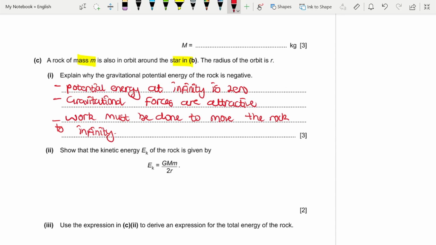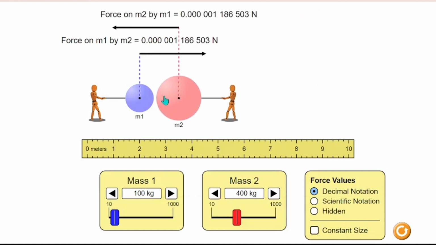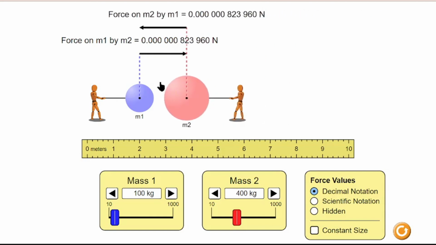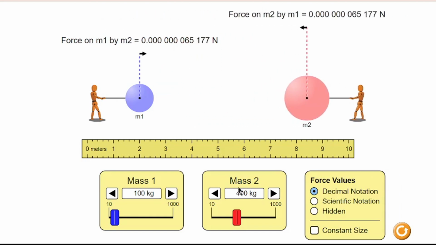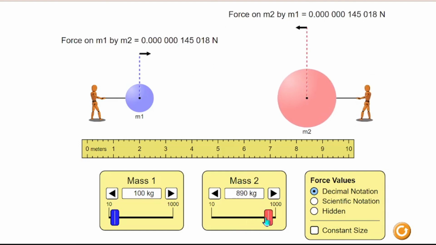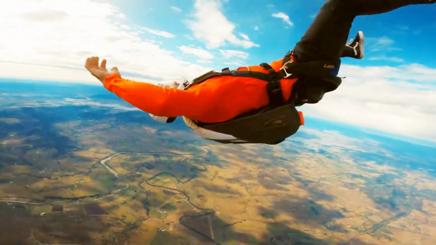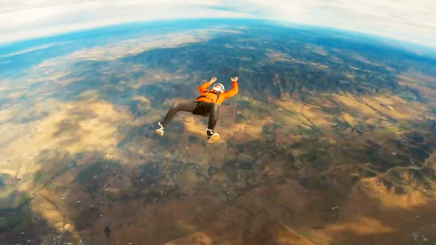I'm going to tell you something that is a little bit tricky to understand, but I hope you get it. If you have two objects that are close together and you let them go, because of their masses, remember we said that gravitational forces are attractive, they're going to come together because they attract each other. The reason why when you jump high, you fall down is because the earth is attracting you.